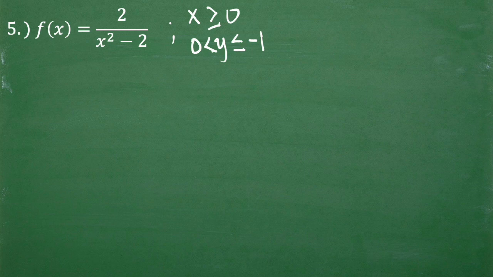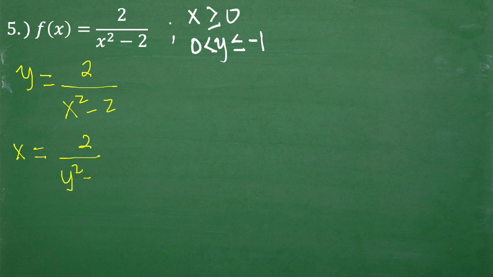Okay, so let's continue. f of x is equal to 2 over x squared minus 2 with the restriction x greater than 0 and y greater than 0 but less than or equal to negative 1. If you're still confused with the restriction, you may refer to the graph so that you can confirm that our answer for the restriction is correct. So let's change f of x into y equals 2 over x squared minus 2. And then, interchanging x and y, we have x equals 2 over y squared minus 2.